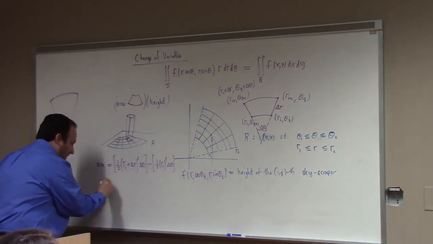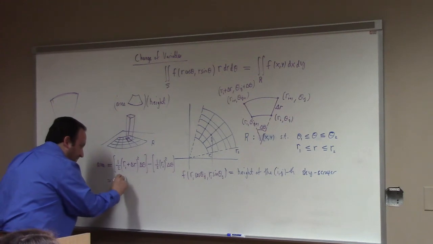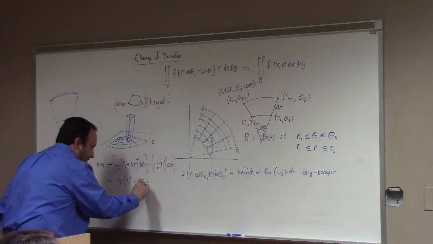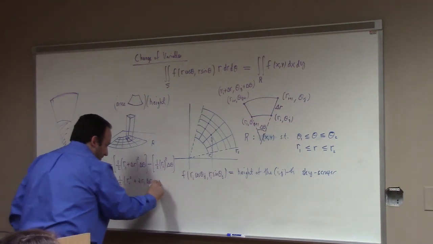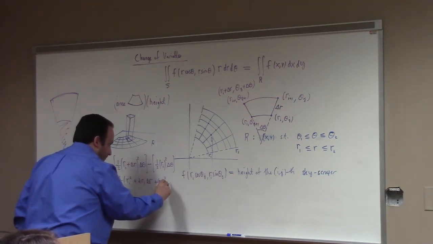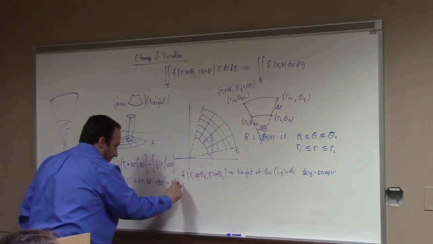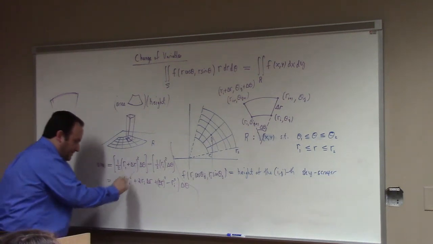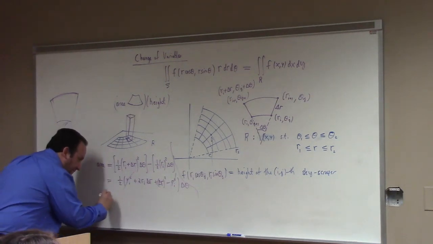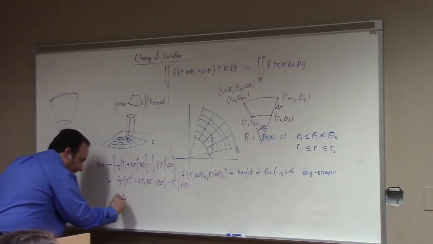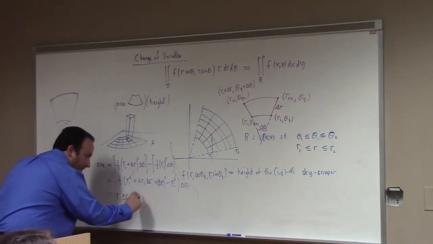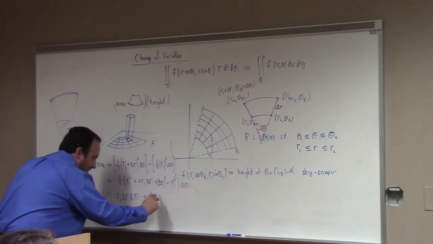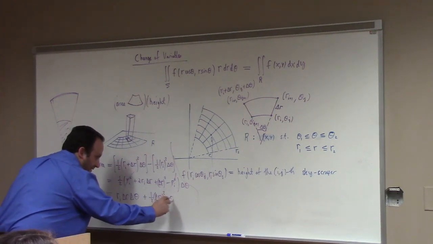And so what is that? Well, that's 1/2, right? (r sub i squared plus 2 r sub i delta r plus delta r squared minus r sub i squared) times delta theta. So what happens is these cancel, and you're just left with r sub i delta r delta theta plus 1/2 delta r squared delta theta.